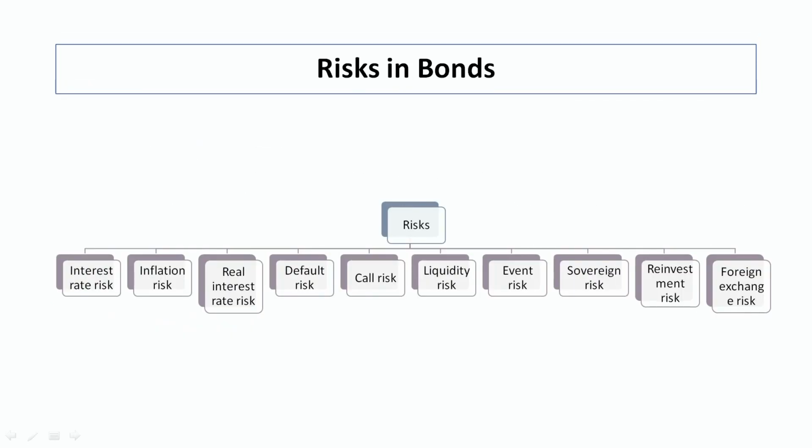Now, coming to the risks associated with the bonds. So, what are the different types of risk? Interest rate risk is the most common one, then inflation risk, real interest rate risk, default risk, call risk, liquidity risk, event risk, sovereign risk, reinvestment risk and foreign exchange risk. These are certain types of risk which are associated with any typical bond that is issued by the borrowers.